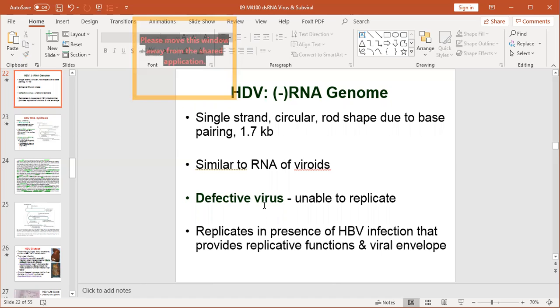HDV is a defective virus. As we mentioned, it is incapable of self-replicating. It only replicates in the presence of hepatitis B virus infection, or HBV infection, because HBV provides replicative functions and the viral envelope for HDV. So it basically helps it out.